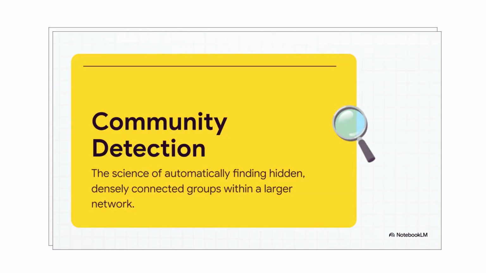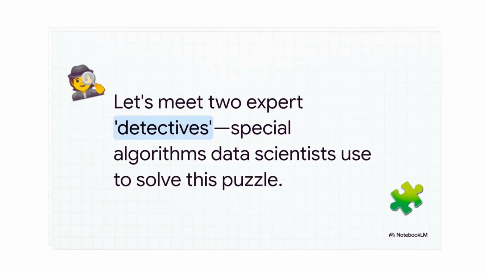Well, it turns out there's a whole field of science dedicated to solving this exact problem. It's called community detection. And it's all about creating clever methods to automatically find those hidden, really tightly knit groups inside a much bigger network. To do this, data scientists have developed special tools, or algorithms. And for today, I want you to think of them as two expert detectives. They each have a very different strategy for uncovering the truth. So let's see what happens when they both investigate the very same case.